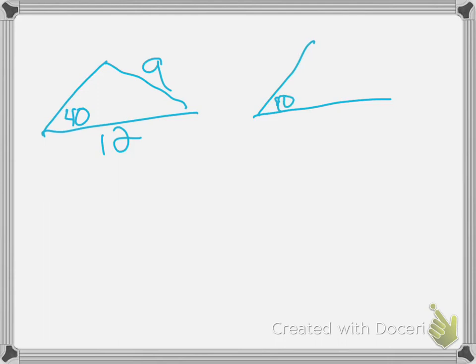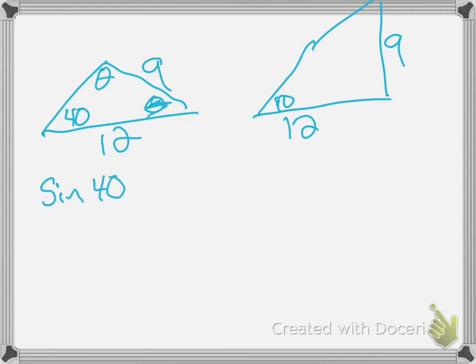So I've got my two triangles. I got 40 degrees, I got 12, and I got 9. And then I got 40 degrees, I got 12, looks about the same, and then 9. So it goes up like that. Okay, so I'm going to set this up. I'm looking for this angle up here. Sine of 40 over 9 equals sine of theta over 12.